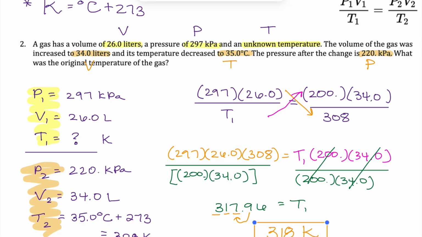If you are including your units on all of your values, kPa, liters, Kelvin, 220 is kPa, and liters, then you should see those units canceling, so you're just left with the unit that you need in your final answer.